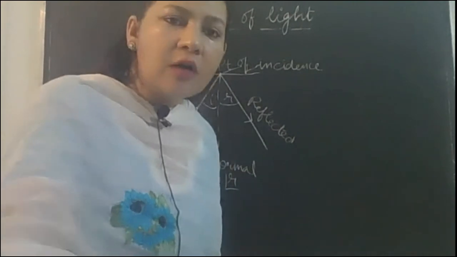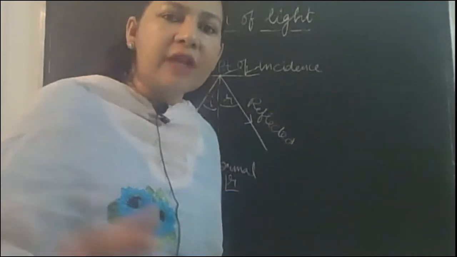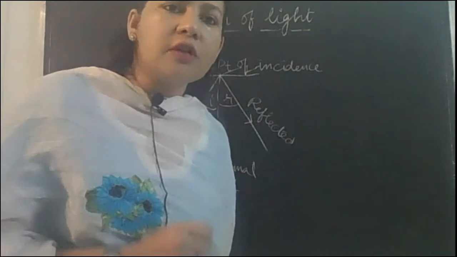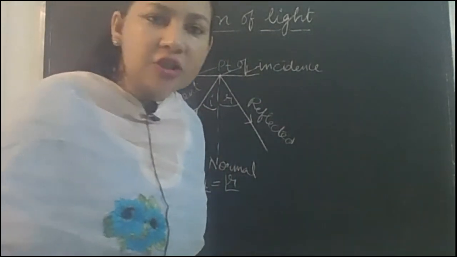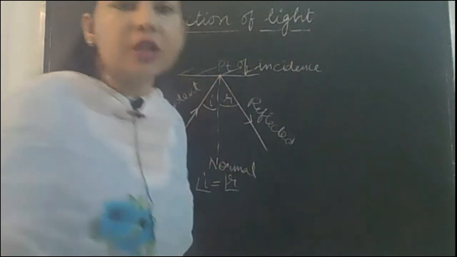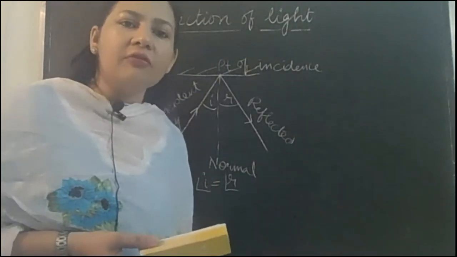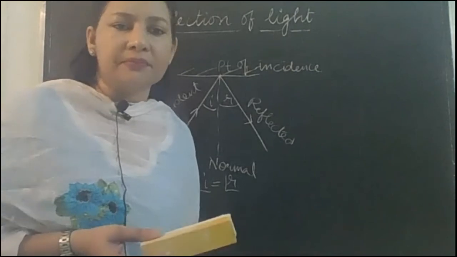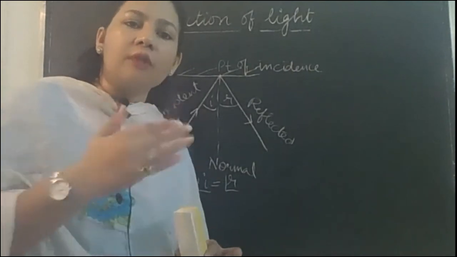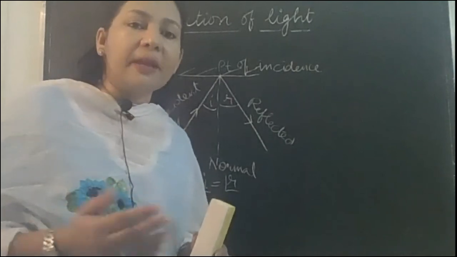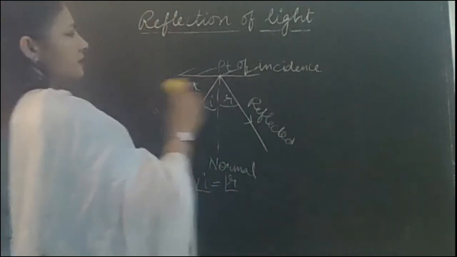All right. So how interesting the experiments of light can be. You can also try at home, right? So this is about the reflection of light. Now let's take a special case. What will happen if the ray of light is incident normally on the mirror? Normally means perpendicular. Let us draw it.